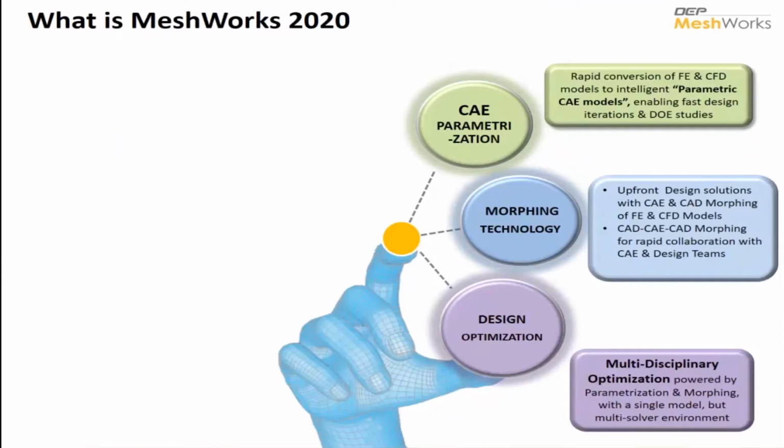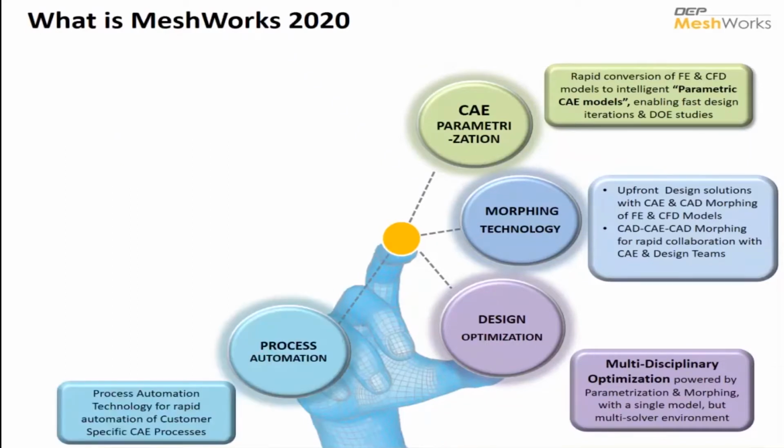Next is our design optimization capability. MeshWorks enables the MDO process with the help of its parameterization and morphing approach. Using MeshWorks, you can parameterize one domain. Take, for example, I create all my parameters and morphing in the crash model. Now, without repeating the same process again in NVH and durability, I have a transformation approach within MeshWorks, which will enable you to transform all these parameters into other domain models also with just a click of a button.